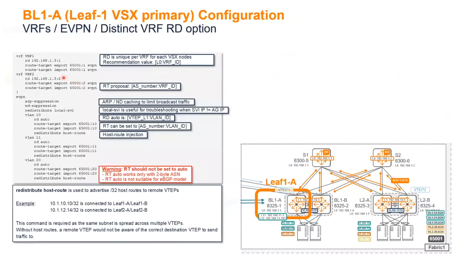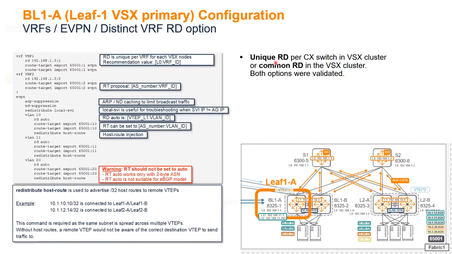Now, VRF. Remember, we defined a route distinguisher. That route distinguisher, we have a lot of debates internally. Remember, VSX is 2 independent control planes for the primary and the secondary. So logically, we should have a unique route distinguisher for the primary and a unique route distinguisher for the secondary. So that is an option. The first validated option was a common route distinguisher shared between the primary and the secondary. So all the previous paper and the documentation has been done with the common route distinguisher.